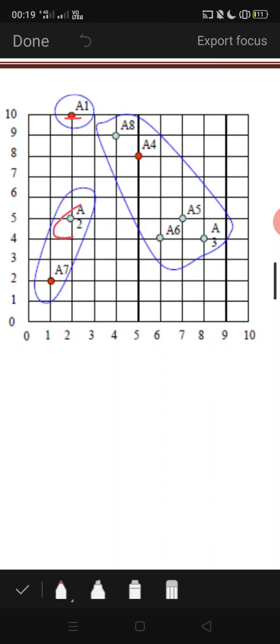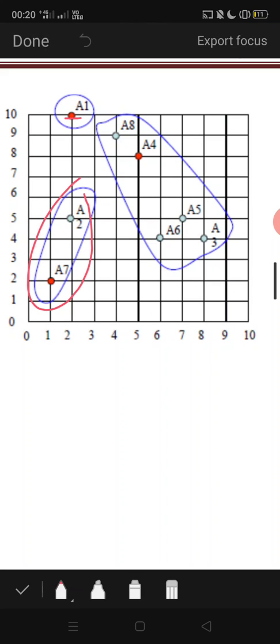A2, if you observe, the distance to center A7 is 1 2 3, that is 3. The distance to A8 is 1 2 3 4 5, that is 5. The distance to A1 is 1 2 3 4 5 6 7. So which is having the minimum distance? The minimum distance is to A7, so A2 comes under this cluster. Now the same for the other points.